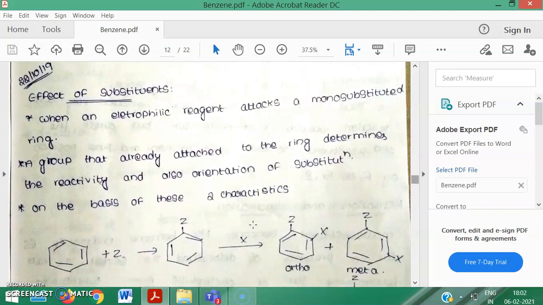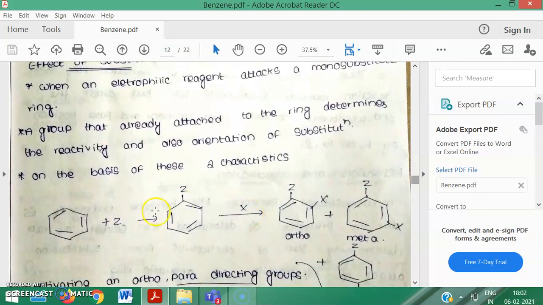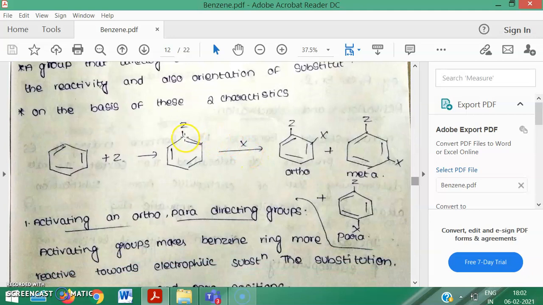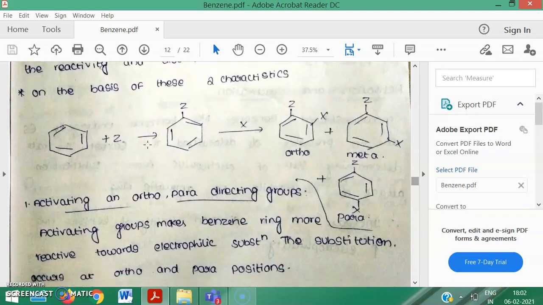Now, the effect of substituents. What happens if one substituent is already present? How does it direct: is it an ortho director, meta director, or para director? The second substitution depends upon the first substituent. When an electrophilic reagent attacks a monosubstituted ring, the group already attached to the ring determines the reactivity and also the orientation of substitution. That is, whether the atom or group present on the benzene ring is an electron donating group or an electron withdrawing group.